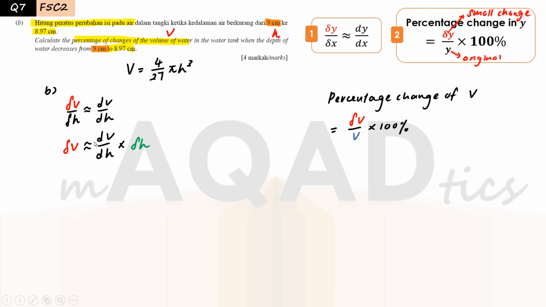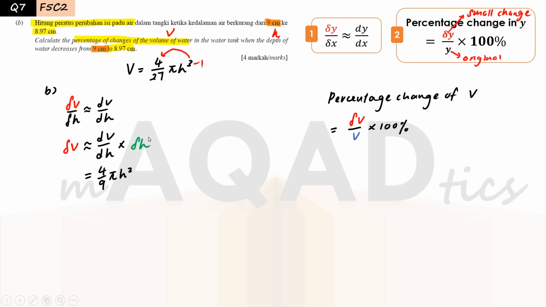So for dV over dh, we can find it by differentiating this equation. The power here, I am going to multiply with the value here, so it's 4 over 27 pi. So I'm going to multiply with 3, so here will become 4 over 9 pi. Pi will be following this value because pi itself is a value, it's not an unknown, so we don't have to differentiate this pi. And for the power here, I'm going to minus 1, so here will be 2.